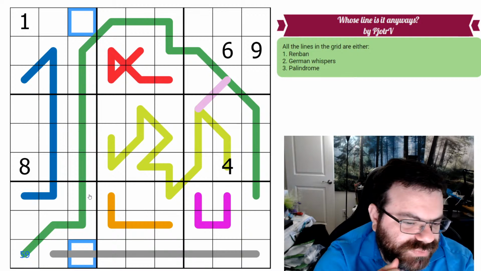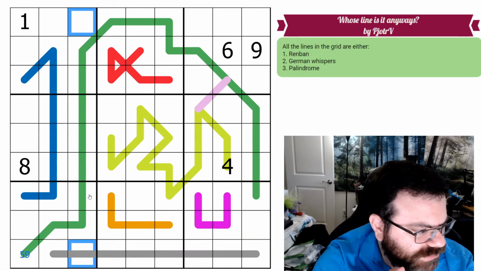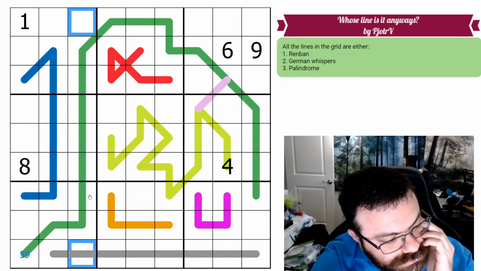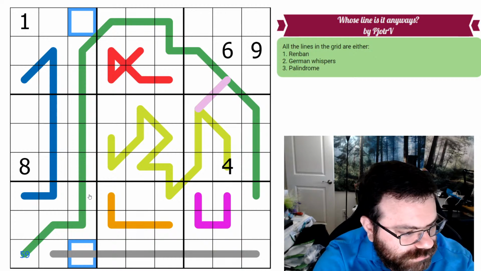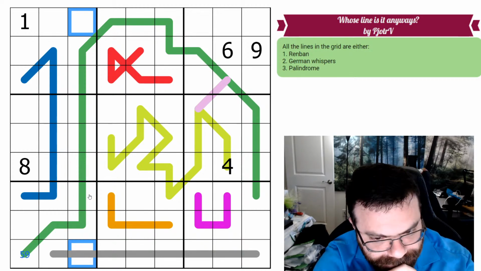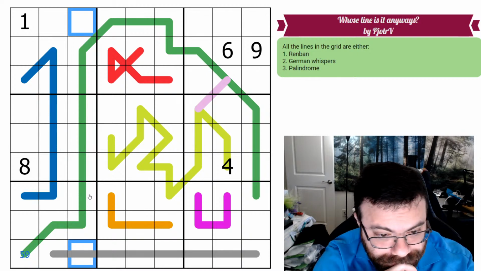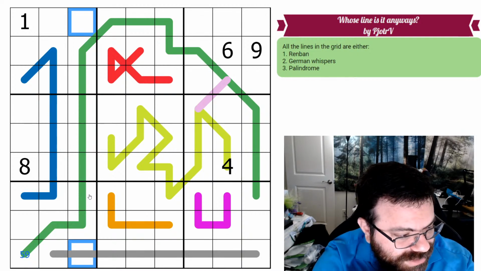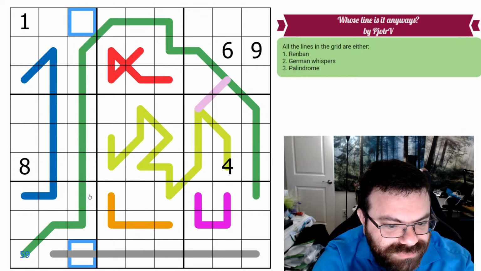Renban is the Japanese word for like serial number. And I don't know how plurals work in Japanese off the top of my head. But if I was to pluralize it, I would say Renban lines.